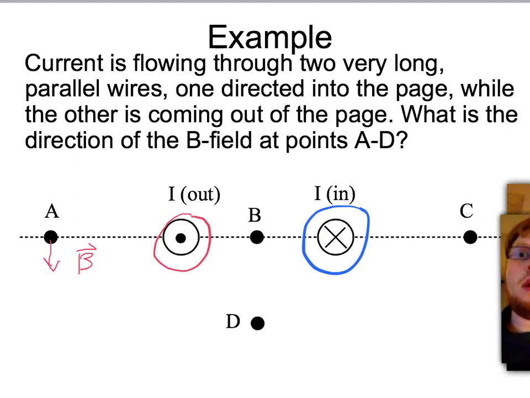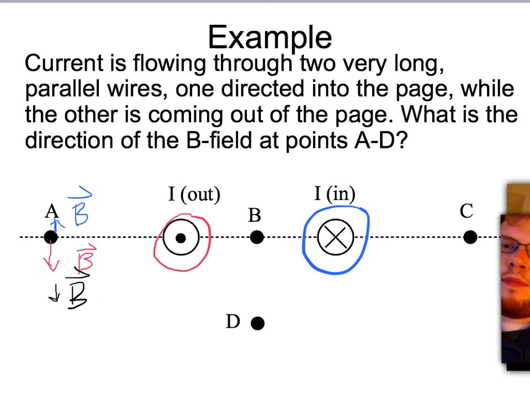Field at A. Now I remember from electric fields, the farther you are away from something, the weaker its field gets. That should apply to this field as well. So I'll make that one slightly smaller, meaning that the net magnetic field would be a small magnetic field down. So that's our answer at A.